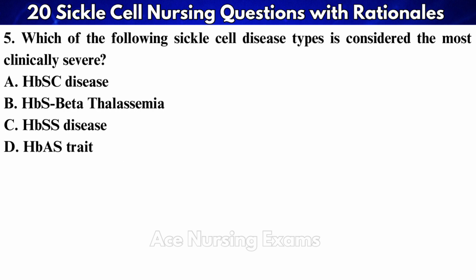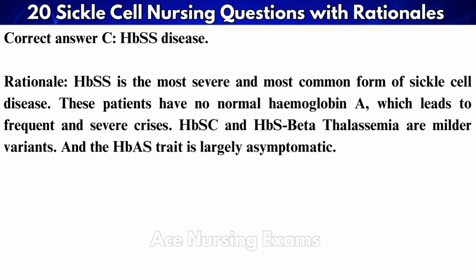Question 5. Which of the following sickle cell disease types is considered the most clinically severe? A. HbSC disease, B. HbS beta thalassemia, C. HbSS disease, or D. HbAS trait. The correct answer is C.